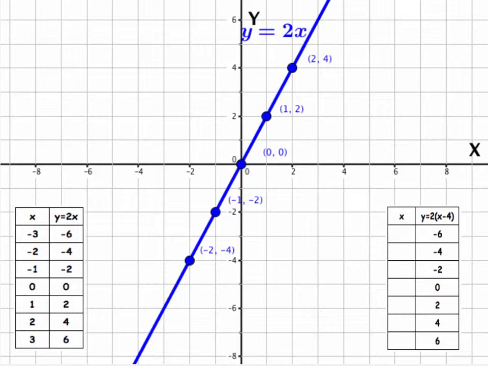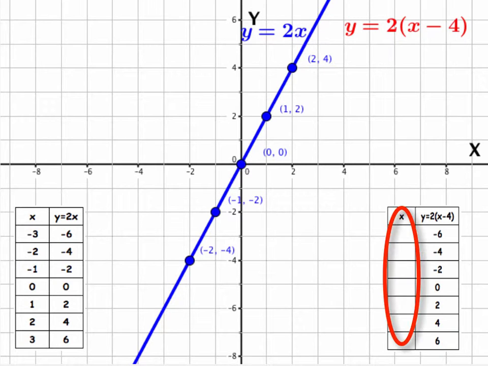Alright, so here's our graph of the equation y equals 2x. Of course, it's a line with a slope of 2 and a y-intercept right on the origin, the point (0, 0). And there are some ordered pairs on the graph and captured in a table of values on the left. Now what I'd like you to do is pause the video and please graph on your own the new equation y equals 2 times the quantity x minus 4. And if you'd please fill out the new table of values.